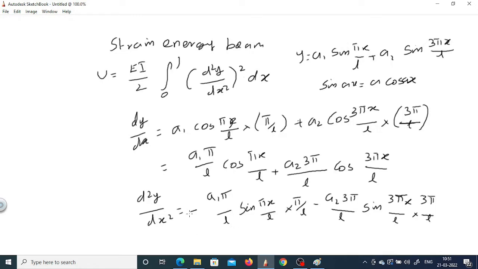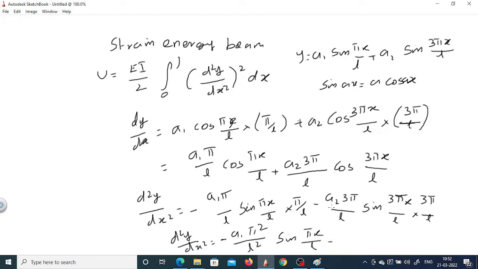So d square y by dx square can be written as minus a1 pi. Here pi is available, here pi is available, pi multiplied with pi gives a1 pi square, and the denominator also has l into l, so l square into sin pi x by l.